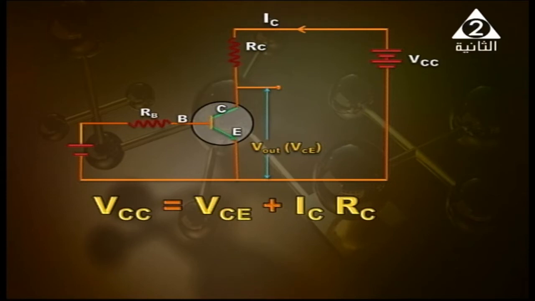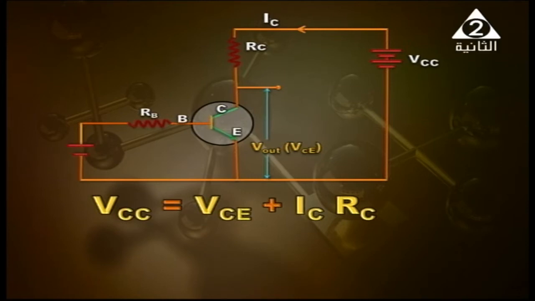V CC is the total voltage, and of course it is equal to the sum of V CE plus I C R C. I C R C is the voltage across the collector resistor. V CE is the output voltage.